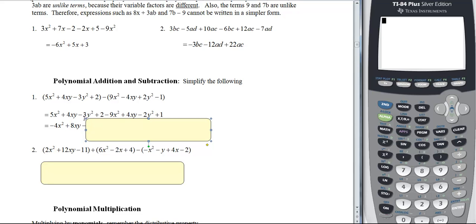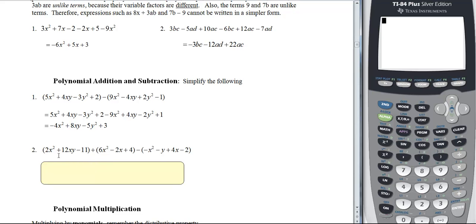Okay. I see a y squared. So I've got a negative 3 minus 2, so I'll have a negative 5y squared. Plus 2 plus 1 looks like it should give me a plus 3, and that should finish it up. Now you try the next one. Get rid of the parentheses first, pause me, and then go ahead and try and combine like terms.